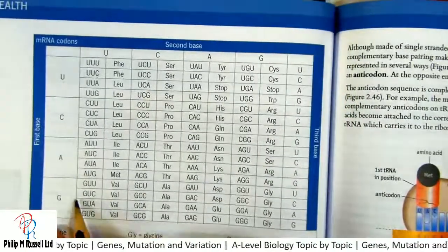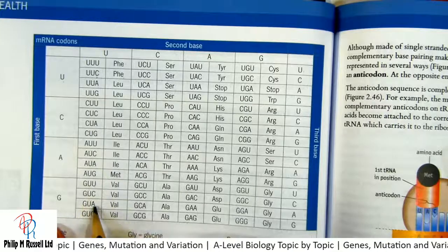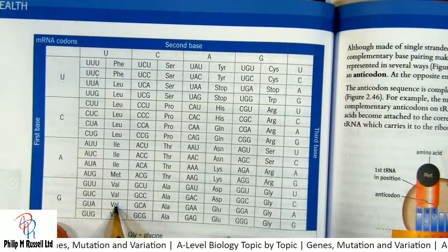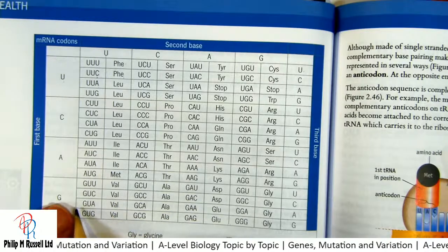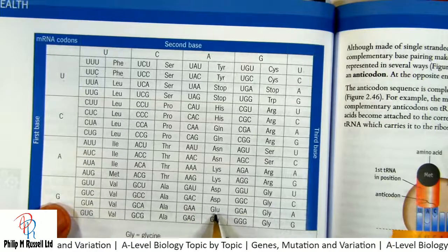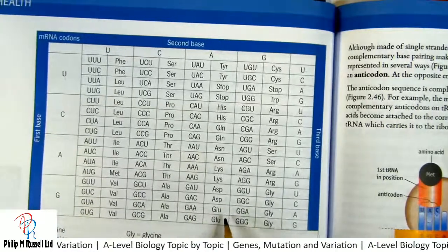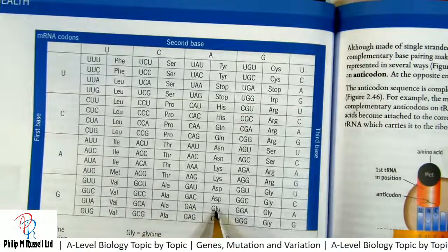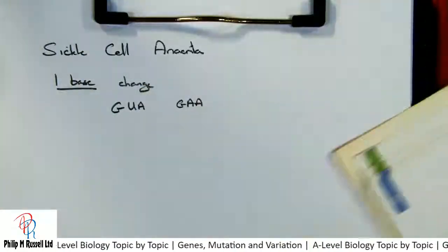So let's look at my little table, GUA, GAA. GUA is valine, to GAA, which is glutamic acid. So valine changed to glutamic acid.